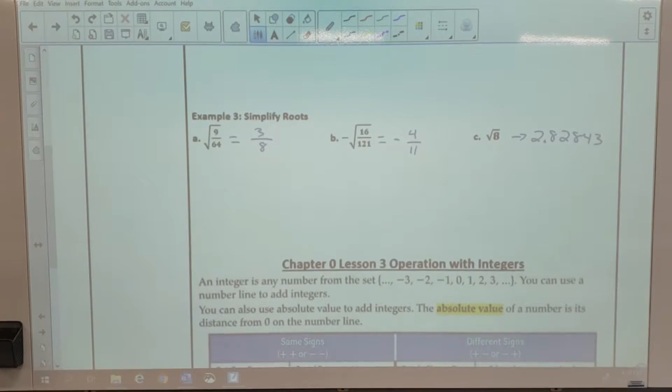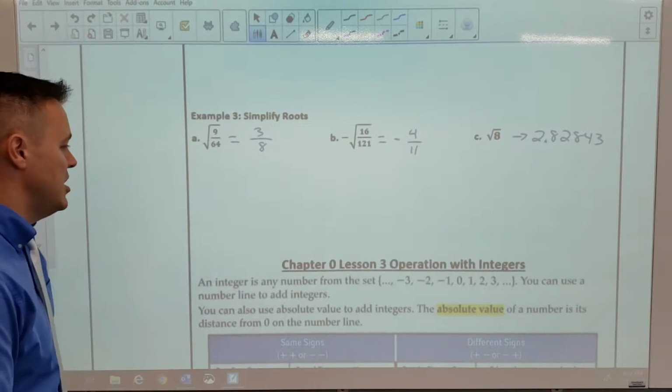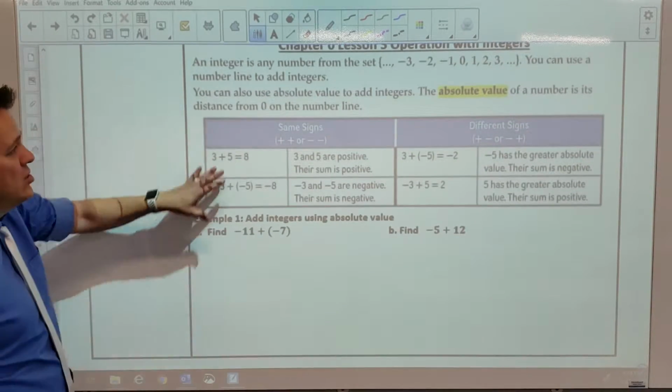All right, so that's a little bit of real numbers, simplifying some roots. We'll get more in depth on this later on in the year, and we'll make sure we go a little bit crazier with it. All right, absolute value signs.